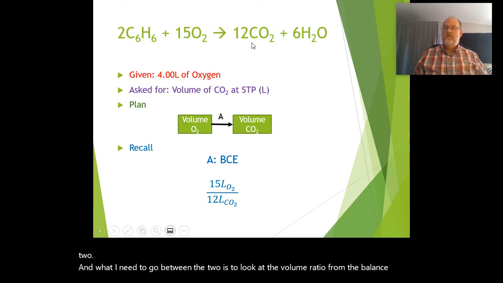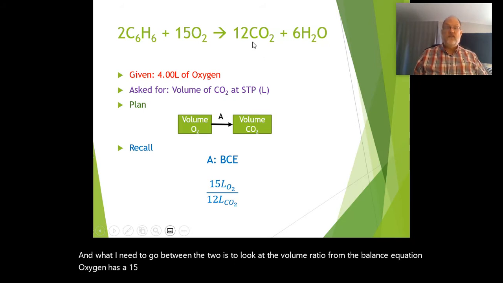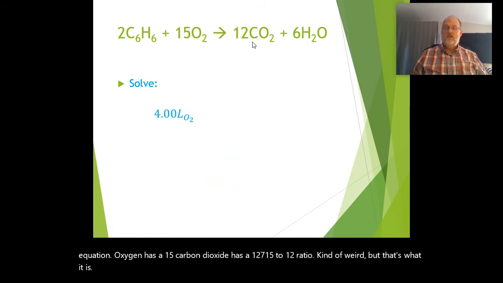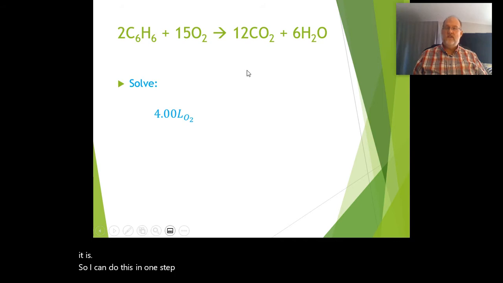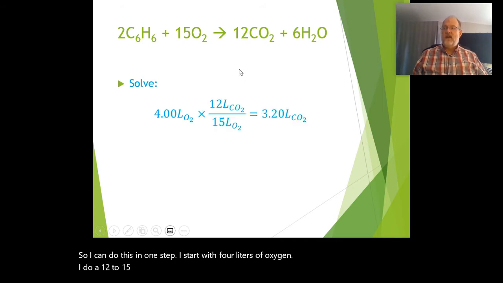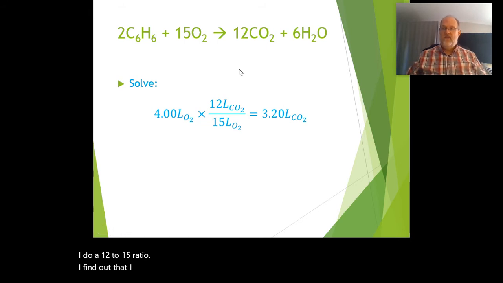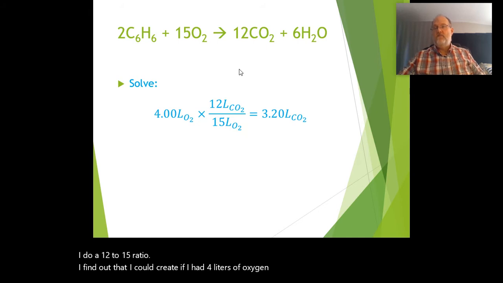Oxygen has a 15. Carbon dioxide has a 12. So I have a 15 to 12 ratio. Kind of weird, but that's what it is. So I can do this in one step. I start with 4 liters of oxygen. I do a 12 to 15 ratio. And I find out what I could create if I had 4 liters of oxygen and an excess of benzene.